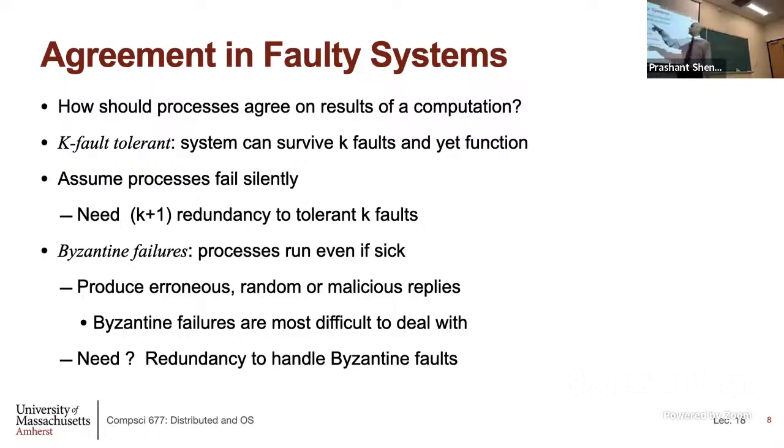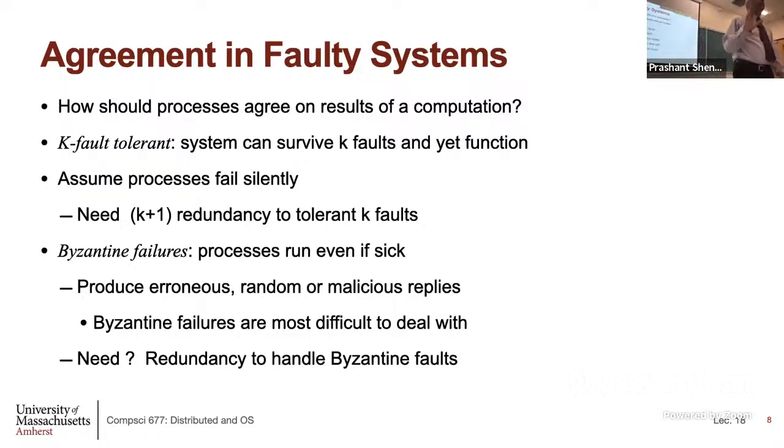Okay? So this gets us to the notion of a K fault tolerant system, which is any system that can tolerate K concurrent faults and yet continue to function. Okay? So one fault tolerance means one process crashes and it still continues to run. Two fault tolerance means two of the replicas that you have crash simultaneously. And so you can have any number of replicas that might fail. And depending on how robust you want to make your system, you can design it to be K fault tolerant, where K is any integer that you can pick.